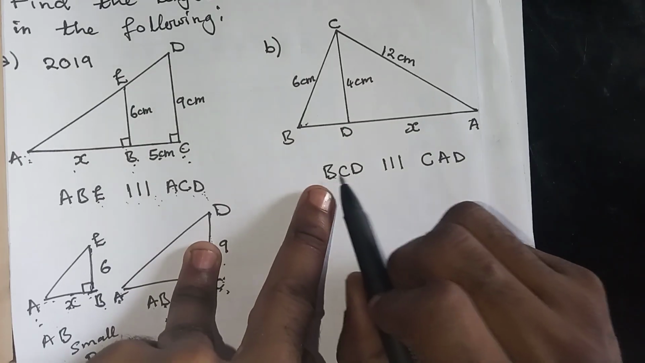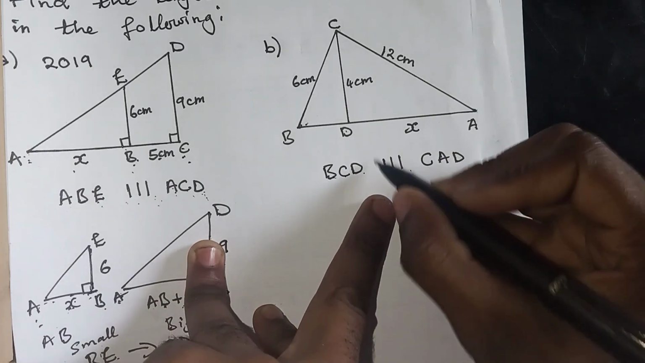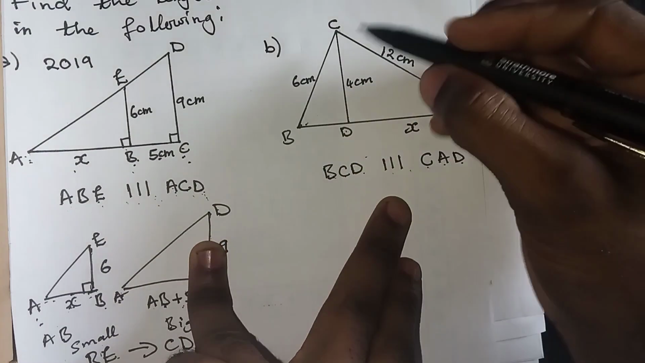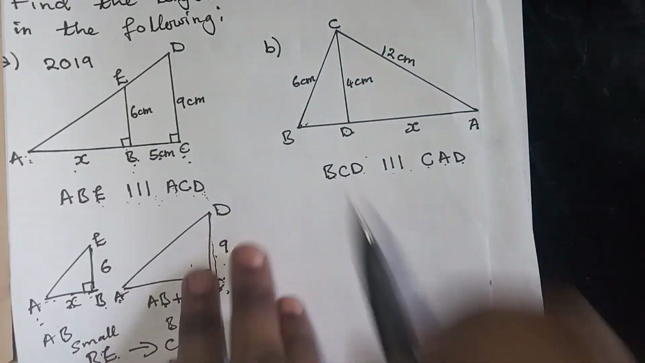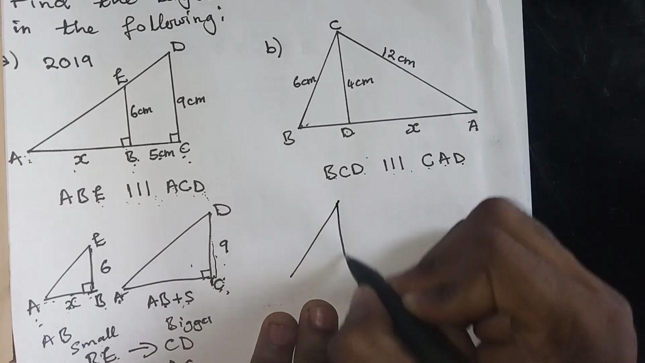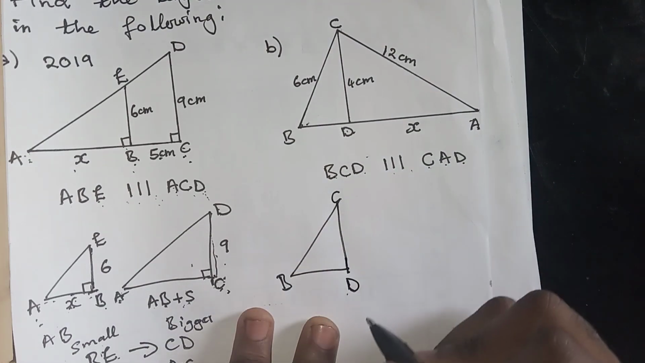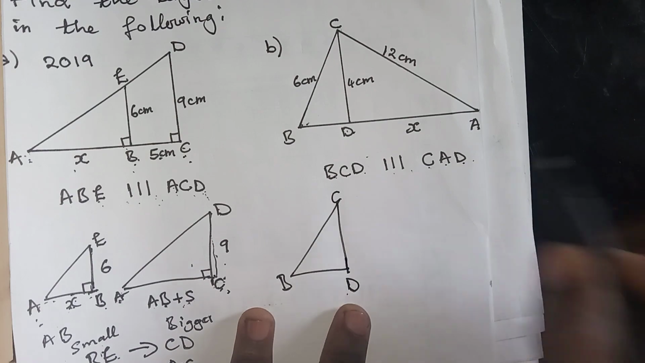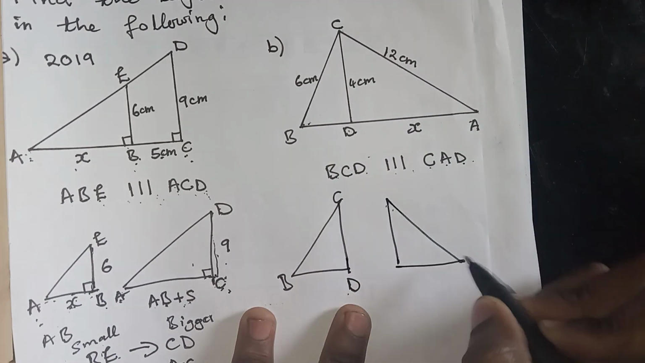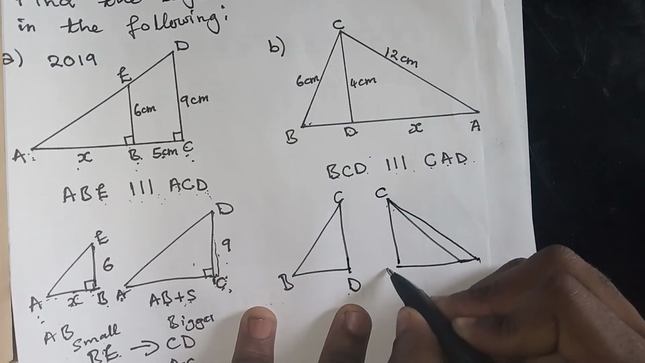The next one is saying BCD is similar to, remember these three mean similar to, CAD. So we have CAD. So you want to separate these two triangles like this. I'll start with my BCD and then I'll draw my CAD. This is my C. So it's supposed to be slightly bigger. CDA.